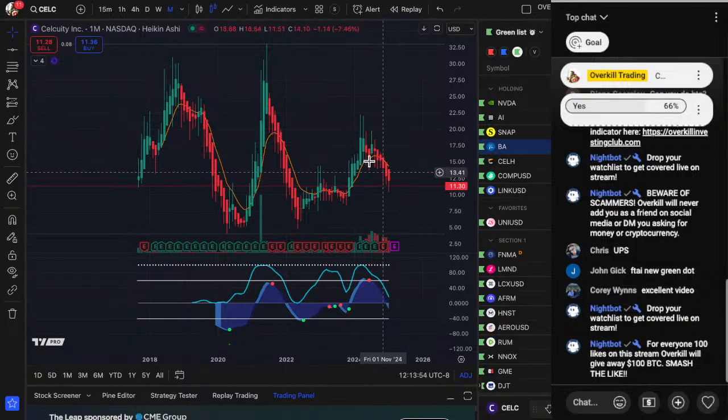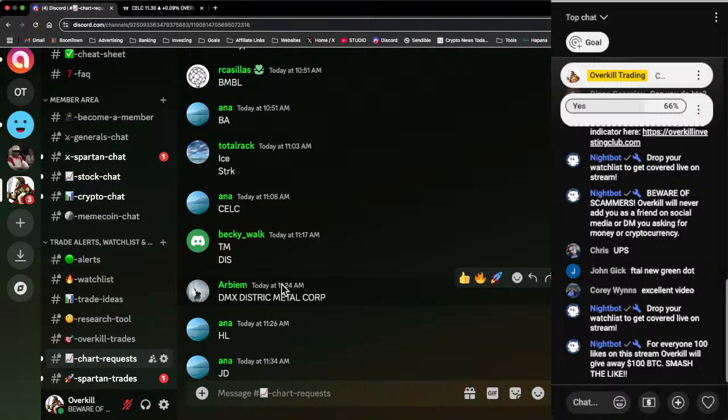And CELC is still selling off here. You got the red dot back in June. Again, just wait for that green dot to flip there on the monthly.